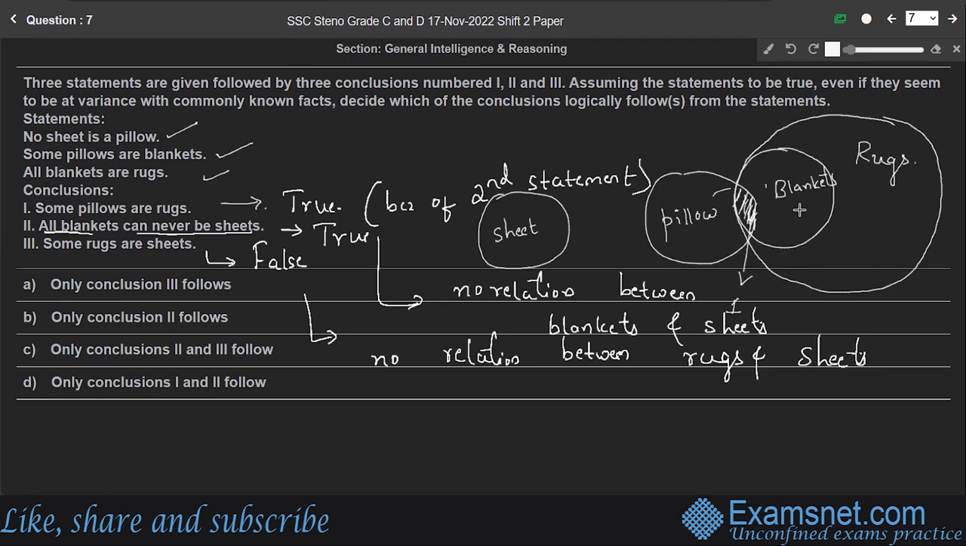When it comes to the second conclusion, all blankets can never be sheets, which is true. It is strictly given that there is no relation between sheets and rugs. If there were a relation between sheets and blankets, then only would the second conclusion be false. According to the given statements, there is no relation between sheets and blankets. Therefore, the second conclusion is true. That means all blankets can never be sheets. So here, conclusions 1 and 2 follow. So option D is the right answer.